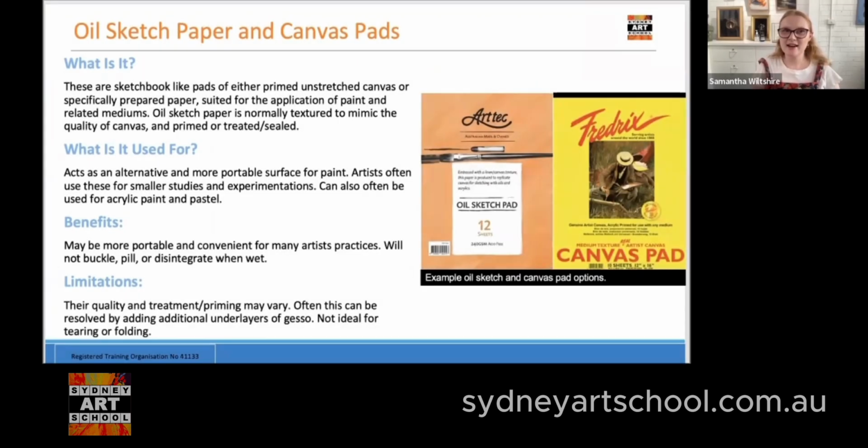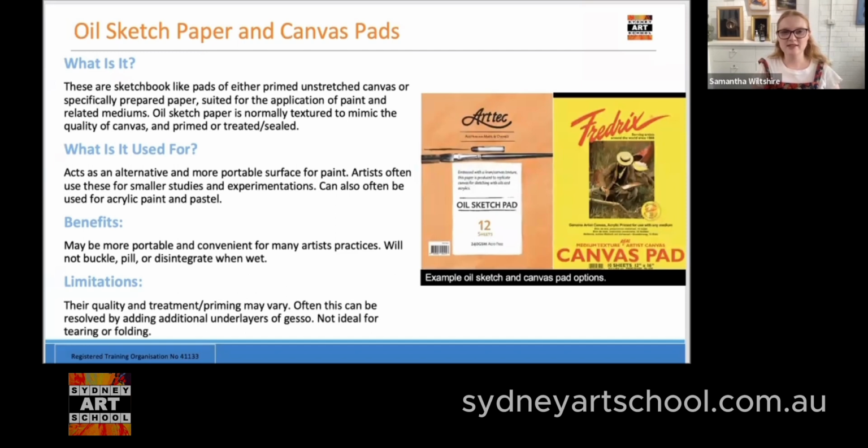So let's discuss now oil sketch paper and canvas pads. So these are sketchbook-like pads of either primed unstretched canvas or specifically prepared paper suited for the application of paint and related mediums. And oftentimes you'll find pads of these located very close by to where other sorts of sketchbooks and pads of paper will be in the art shop.